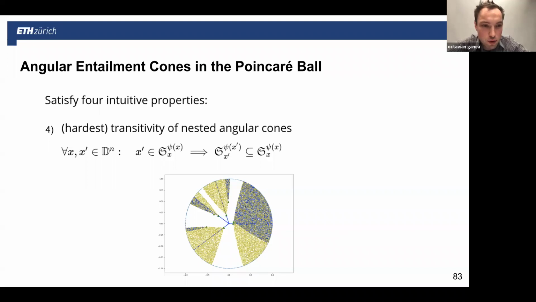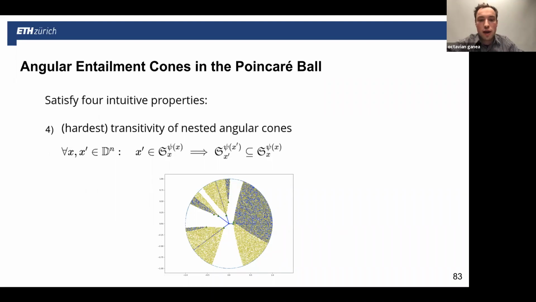So just to give you an example, let's say dog is a subconcept of animal. Then we want, let's say, Dalmatian, which is a subtype of dog, to also be a subconcept of animal, of course. So in the embedding space, this translates into the fact that if X prime is in the entailment convex cone of X, then the entire convex cone of X prime should be fully included in the entire convex cone of X.